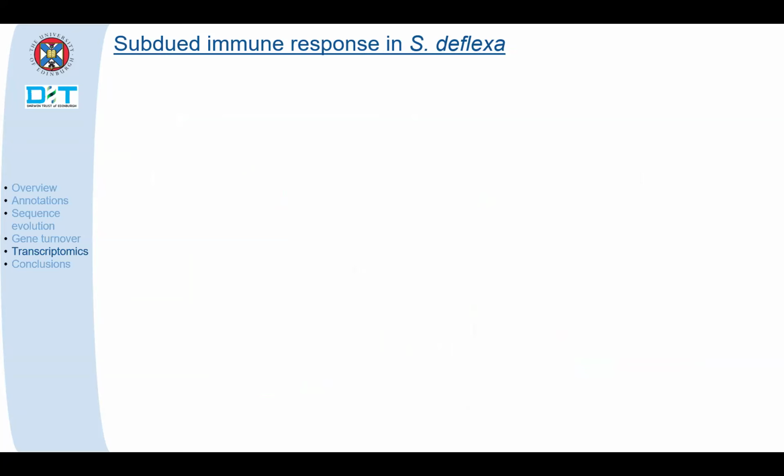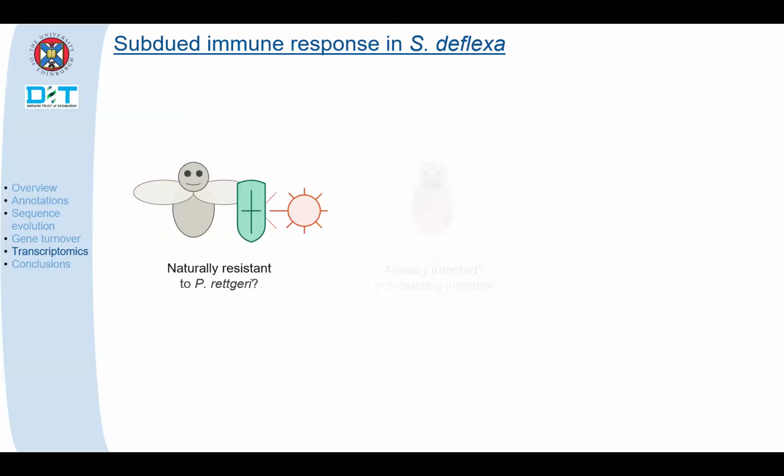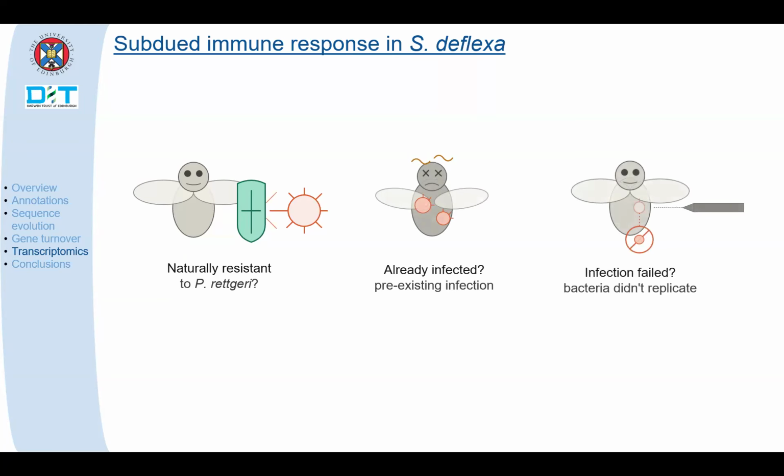So before that, first let's explore the possibilities of why we see the subdued immune response in Drosophila reflexa. The possibilities could be that these flies are naturally resistant to Providencia rettgeri, and they don't need to respond to the infection. Maybe they are already infected, so we don't have any real baseline to compare with. Or maybe the infection failed, meaning bacteria were injected but never replicated, so there was no immune stimulus.